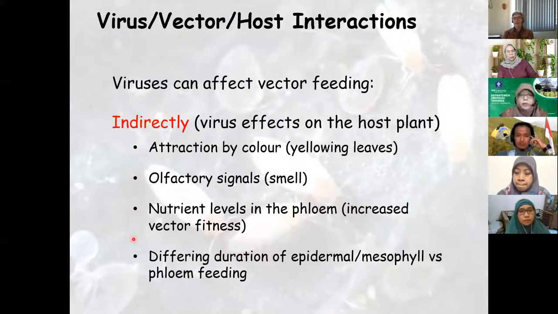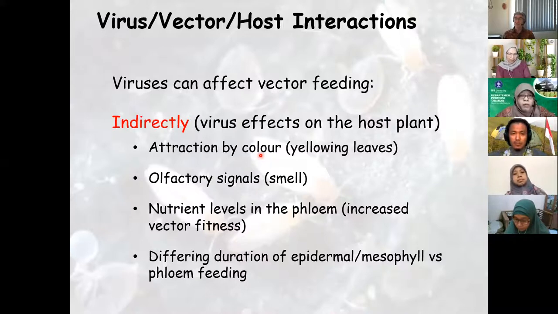And some of the ways these interactions work are the viruses can affect how the vector will feed on a plant. Vectors are often attracted by the color of the plant. Infected plants are often more yellow than healthy plants, and the vectors are often attracted by yellow colors. So they're attracted to the look of the plant. The volatiles that they give off, the smell of the plant, can attract the vector.